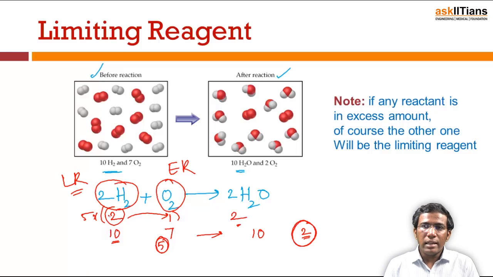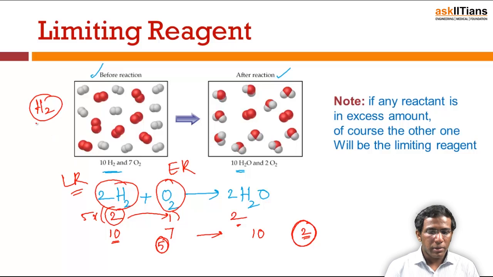So in any reaction, if one is involving 2 reagents, if one is the excess reagent, then obviously the other is going to be my limiting reagent. So if you want to find out which is the limiting reagent, you can do it both ways. You can find out the limiting reagent directly, or you can find out the excess reagent. So if one is excess reagent, the other one is obviously going to be the limiting reagent. So in this case, hydrogen is my limiting reagent and oxygen is my excess reagent.